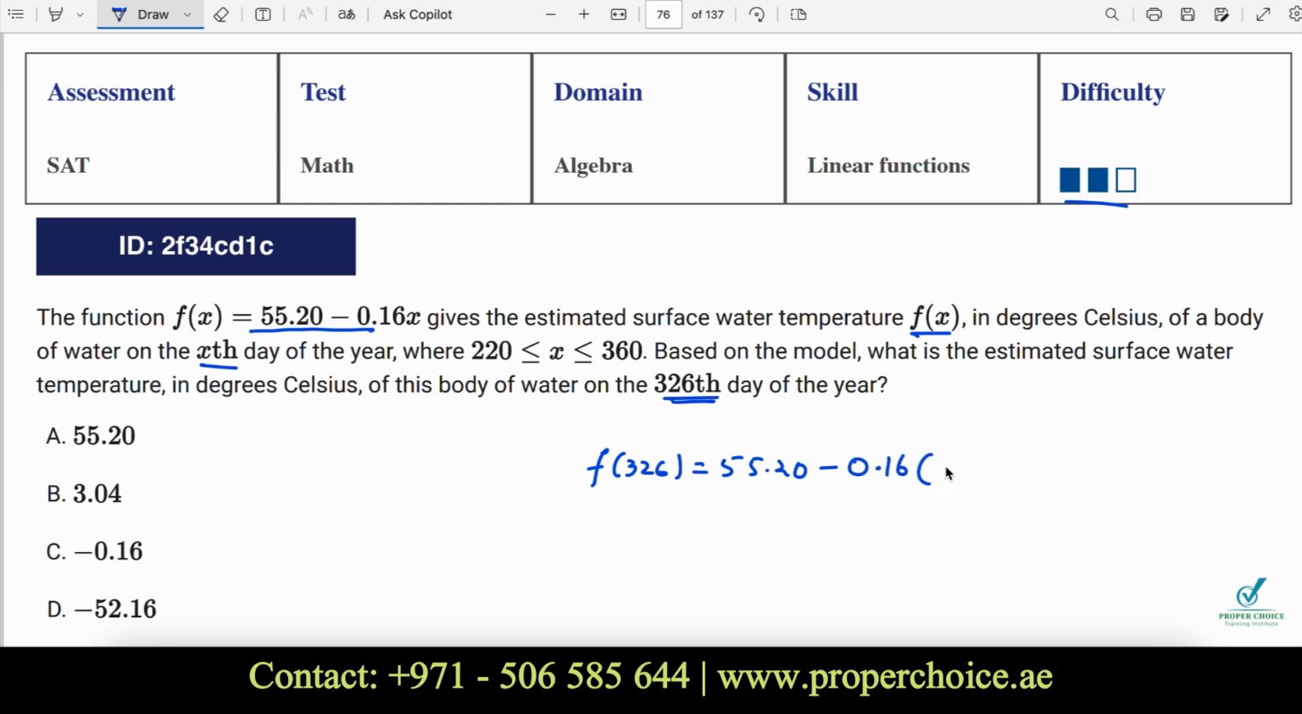0.16 times 326. While typing it on the Desmos, you just type this part, okay? Don't type it as f of 326. I'm looking just for an answer. So that gives us the value as 3.04. So if you type it carefully, you'll be getting 3.04. That makes sense with option B.